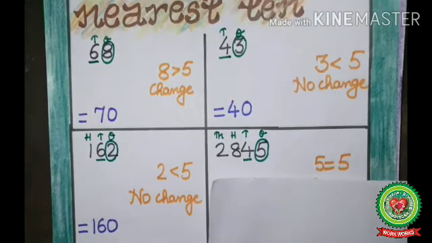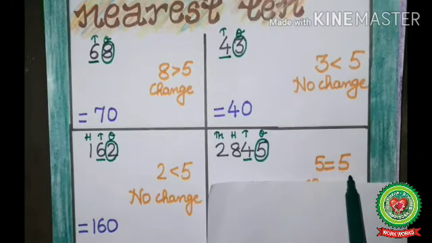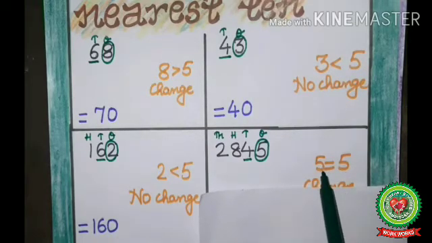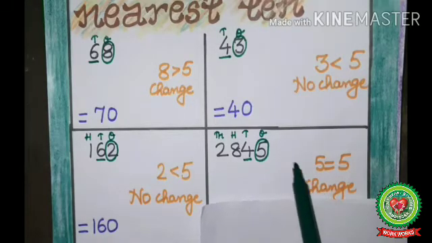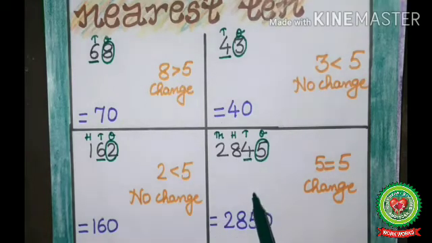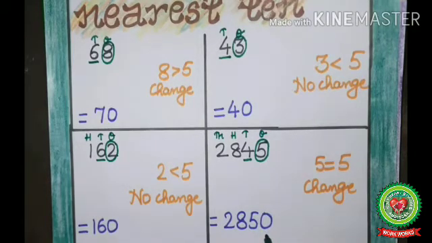Now students, what is the next step? Next step is do comparison. We will compare 5 with 5. 5 is equal to 5. That means change. Students, change means I will add 1 in 4. So 4 will become 5. And the digit at the ones place becomes 0.